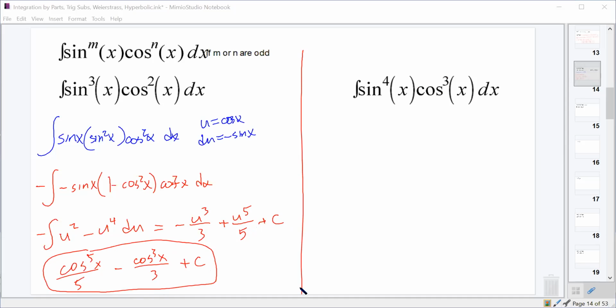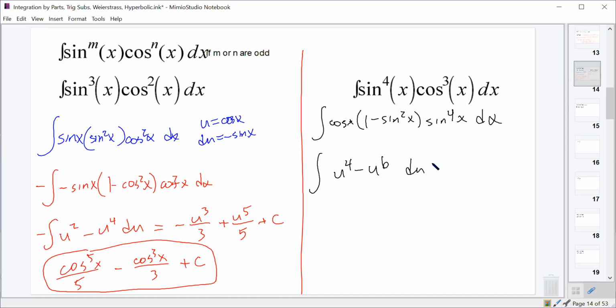All right, same thing over here. This time we have the odd on the cosine, so we're just going to turn this into an integral of cosine x, and then a 1 minus sine squared x for the cosine squared that was left, and then a sine to the 4th x dx. And if u is sine and du is cosine x dx, this just becomes the integral of u to the 4th minus u to the 6th du, with u equal to sine x and du as cosine x dx. Good or no?